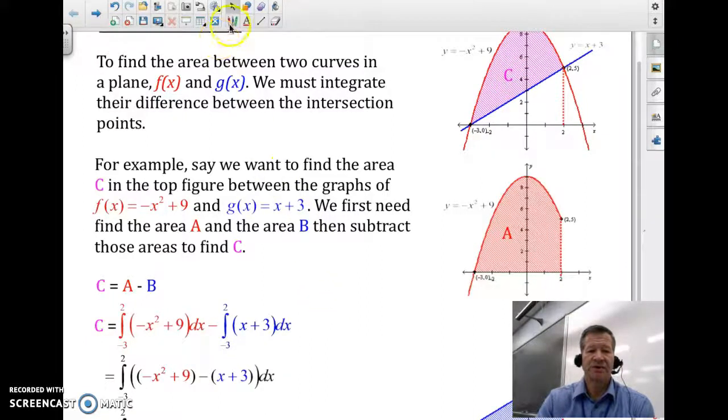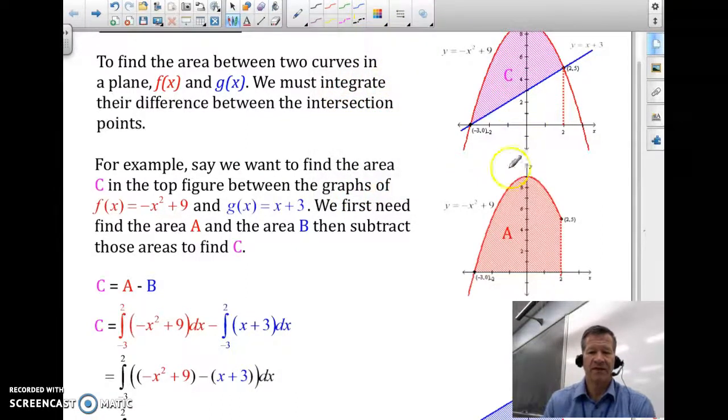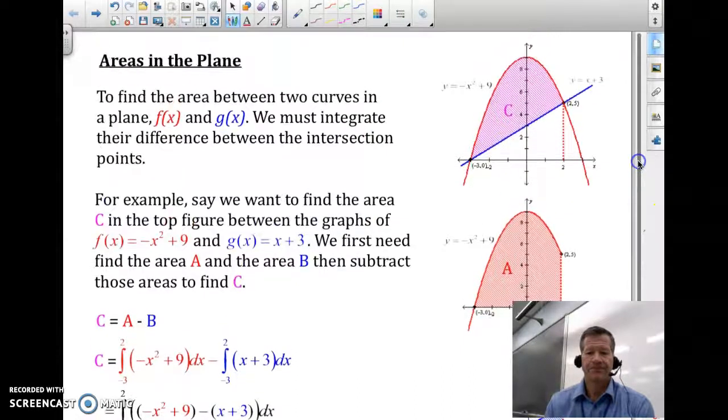In section 8.2, we are going to find the area between two curves on a graph. We are going to start out with an example that I have graphed here. So let's say I have a function y equals negative x squared plus 9, which we know is a parabola down that's been shifted up 9 units, vertex at (0, 9).